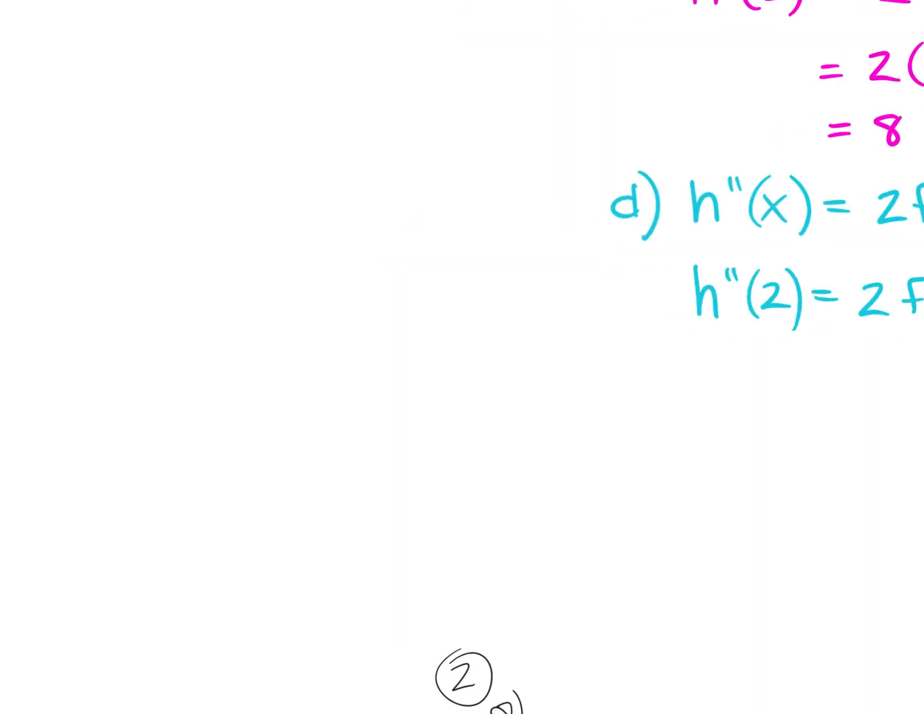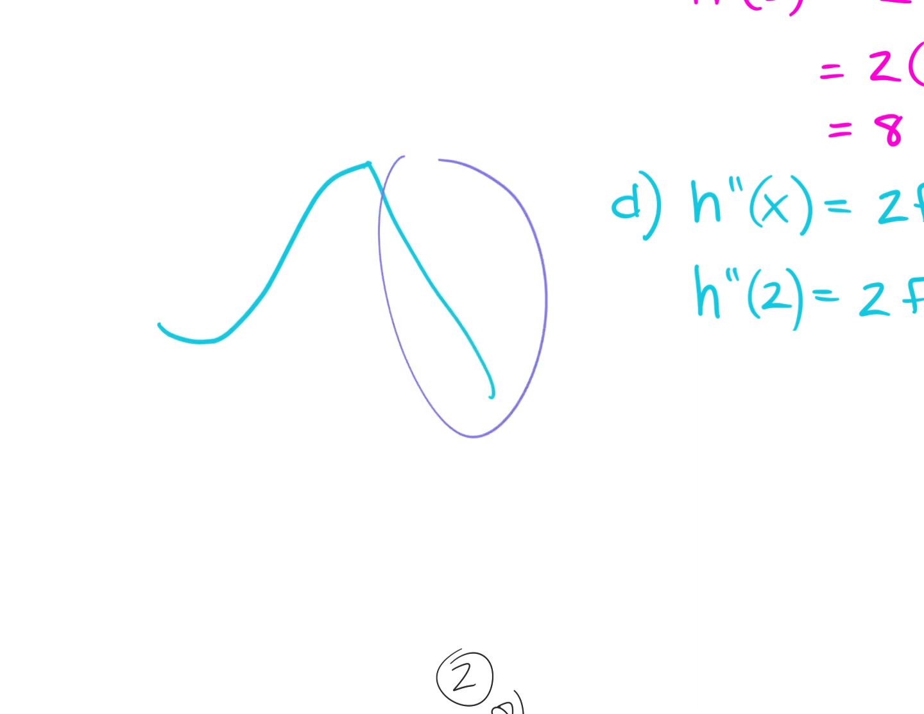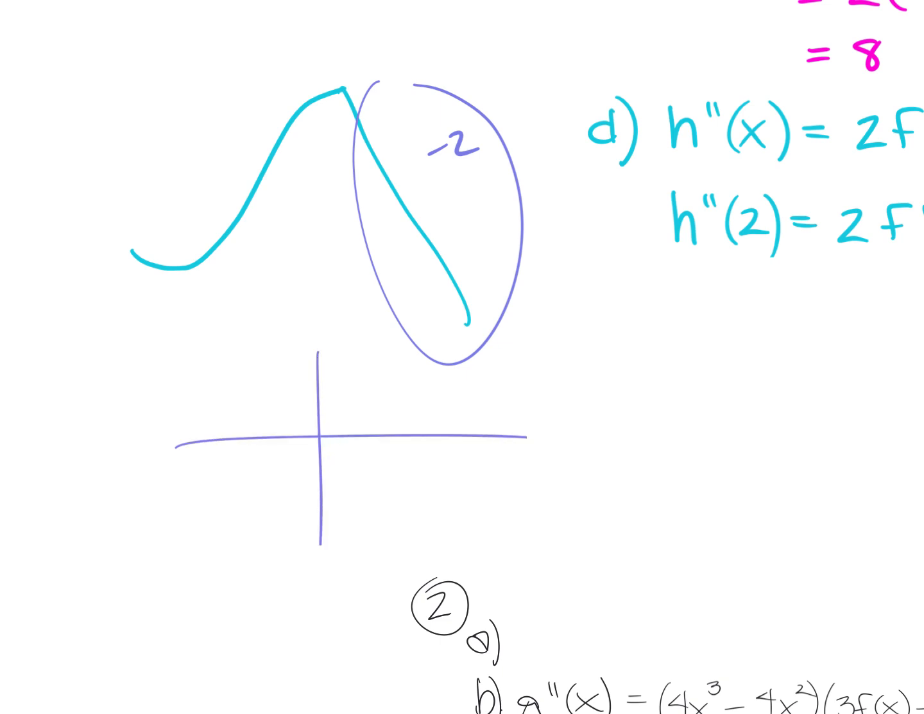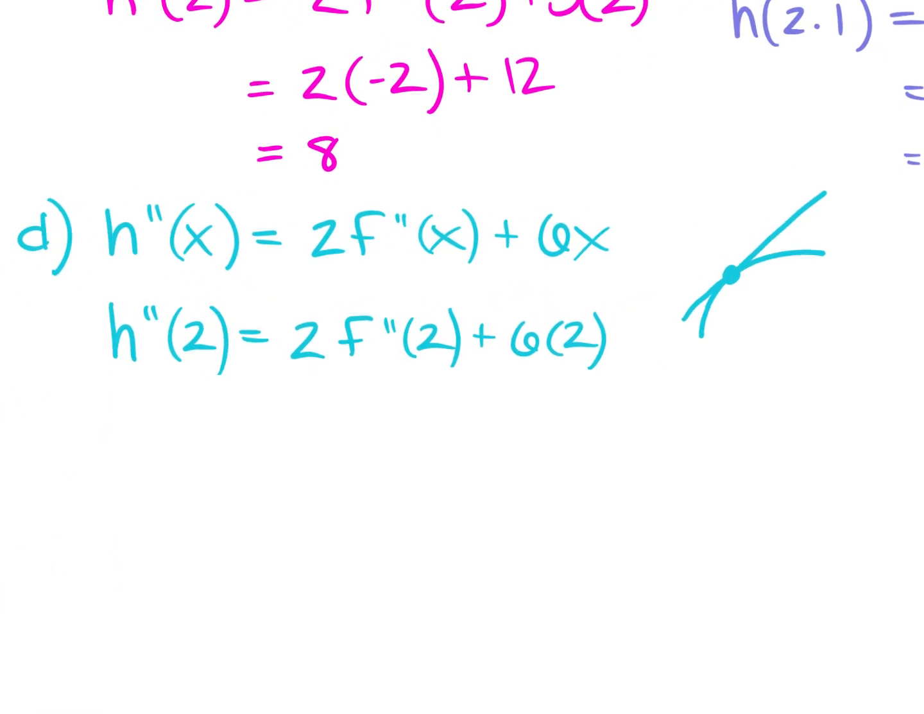If your graph looks something like this, right? The slope of this is -2. Remember the ones where we started drawing the slopes? The slope of that is -2 everywhere. What is the slope of that? 0, right? So because that's 0, that makes this whole thing equal 12.